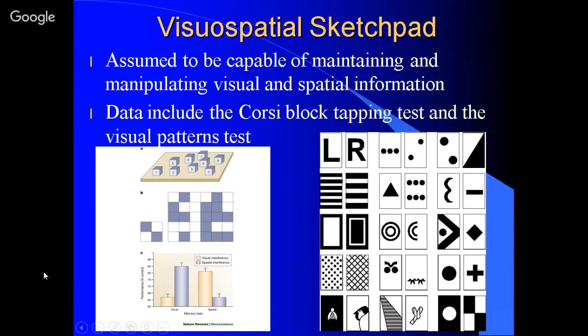So the Corsi block, all right, is done these days with a computer most of the time. It's basically a tic-tac-toe board. You can make it more complicated, but it's a tic-tac-toe board. And then the computer goes, you know, upper right, lower left. And you're supposed to just take your finger and tap it and reproduce the sequence that they do. And of course, it can get very complicated and they can start moving it around. And they, of course, can also vary the speed with which they do it. All right. And the average person will be able to remember a sequence of five or more.